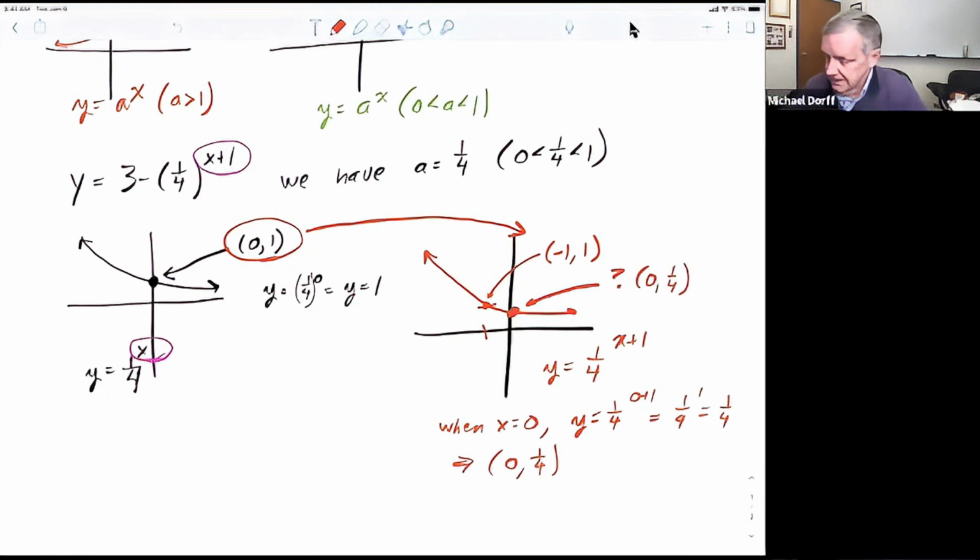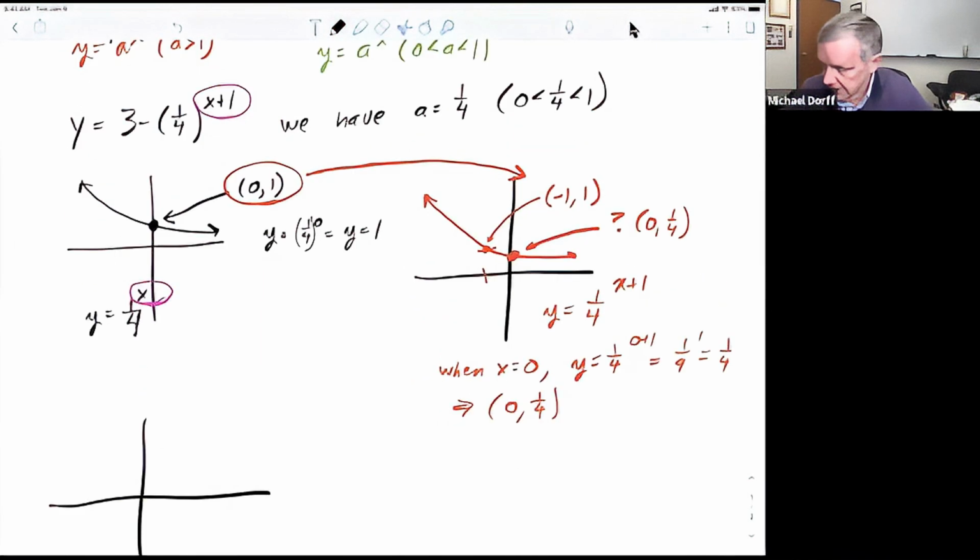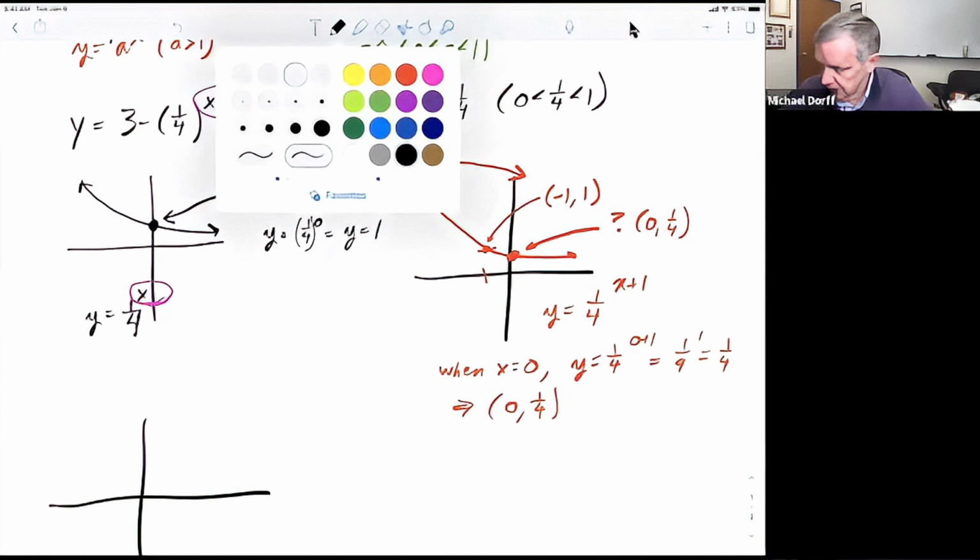All right, so what's the next stage that I do on this problem? We've done, let me highlight this in a color I haven't used yet, we'll do blue.